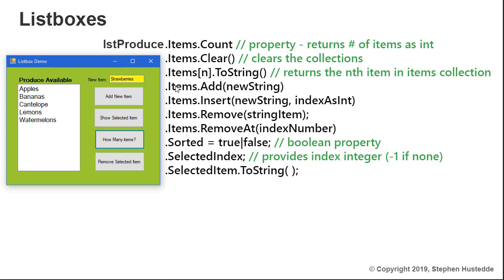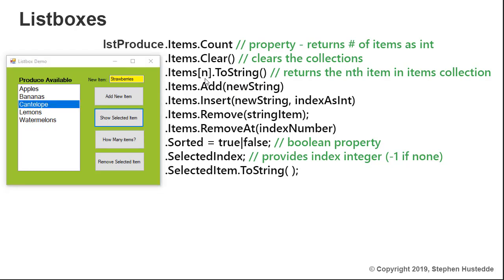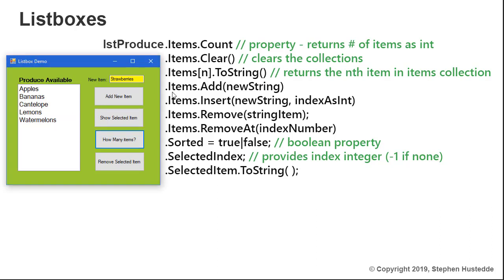There is a clear button which will clear all the items in the list. I did not put that into this example. I can also get any item by saying items sub n.ToString, and n in this case is the index number of the item that I want to convert to a string. I can add items to the list or to the items collection by specifying .Items.Add and specifying a new string. And that's what I did here with the add new item.